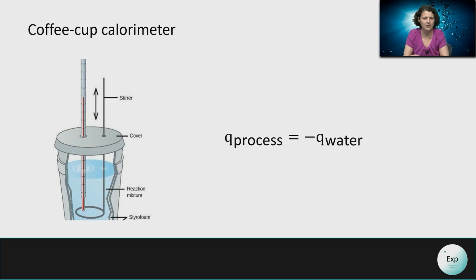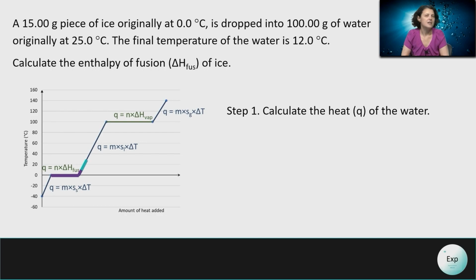If we have this insulated environment, then we can say that the heat of the process is going to be the same as the heat of the water. It will simply go in the opposite direction. Therefore, if water is absorbing heat, that heat can only come from the process or reaction that is also contained within the calorimeter. Here is one example in which we are utilizing a calorimeter and the temperature change associated to the water that was placed within to determine the enthalpy of fusion of ice.